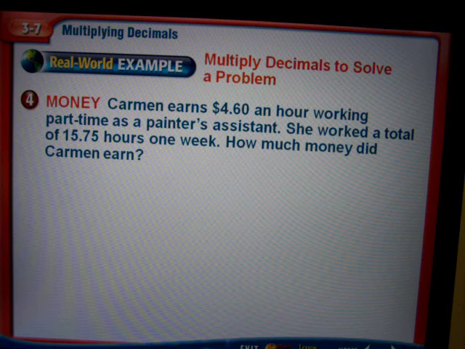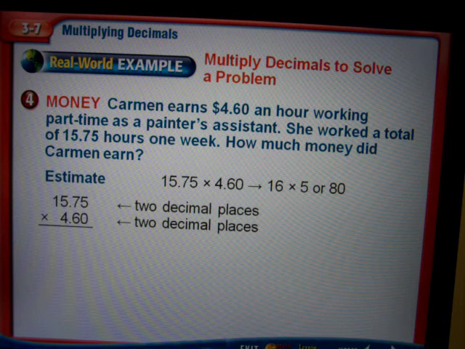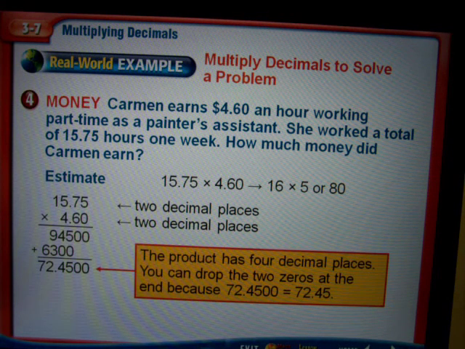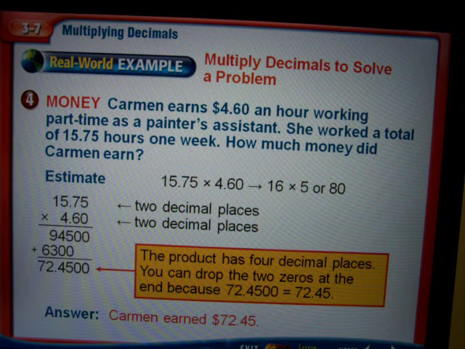Alright, so Carmen earns $4.60 an hour working part-time as a painter's assistant. She worked a total of 15 and 3/4 hours 1 week. How much money did Carmen earn? So we're going to take the amount of hours that she worked times the amount of money she makes. And so we know it's going to be about 80 dollars. Here we have 2 decimal places on the top, 2 decimal places on the bottom, so our answer is actually going to have 4 decimal places. Multiply as if we're multiplying with whole numbers. And the product has 4 decimal places. We can drop the 2 zeros at the end because they're equal to the same thing. And so she earned $72.45.